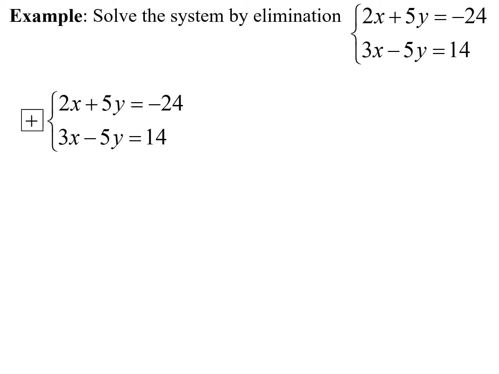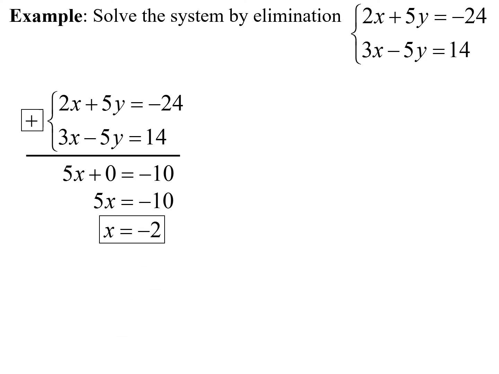So that's what I'm going to do. I'm going to go ahead and add these two equations together. 2x plus 3x is 5x. 5y minus 5y is 0. Negative 24 plus 14 is negative 10. So I've eliminated my y value, and I'm going to solve for x. 5x equals negative 10. Divide both sides by 5, and I get x is equal to negative 2. This is the x value of my solution.